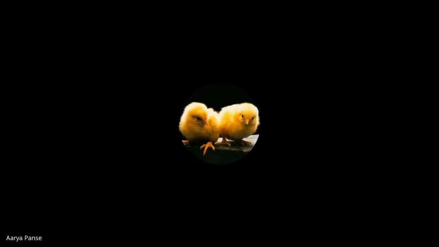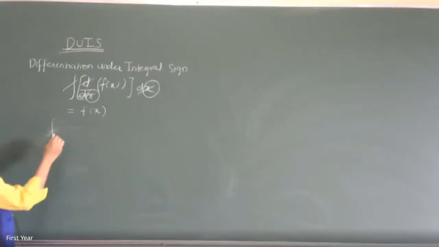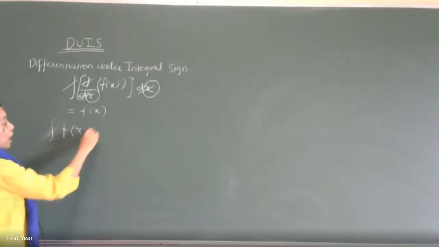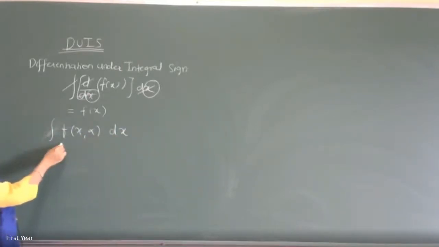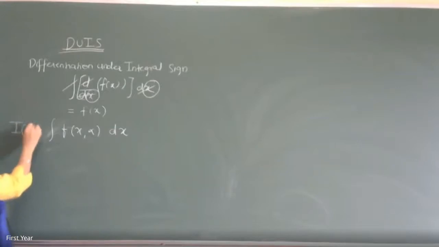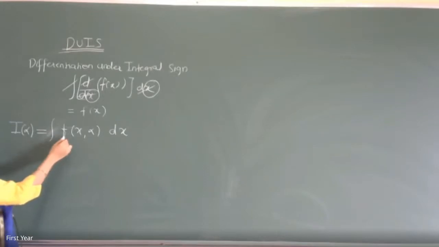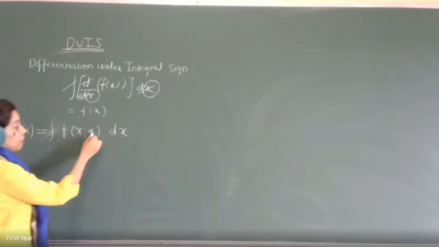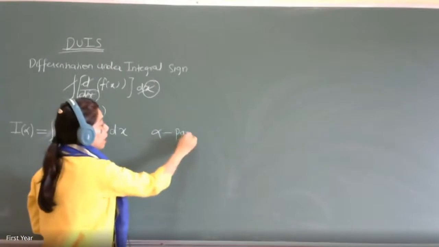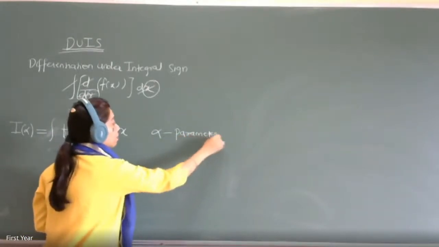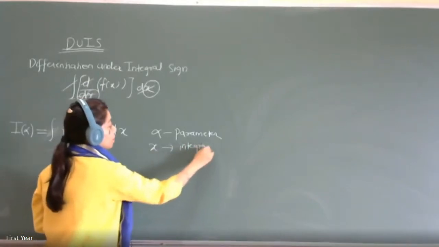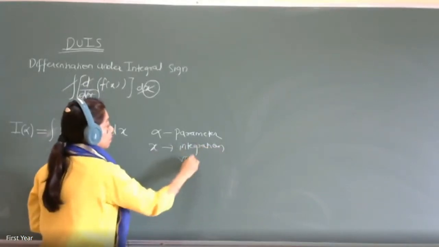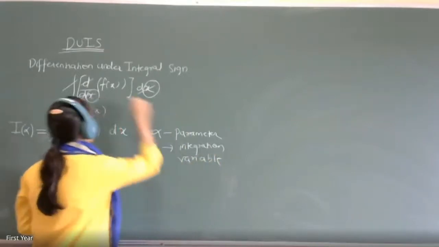Yes, ma'am. That's why we are going to look at integrations of this type: f of x comma alpha dx. This is the basic integration that we will find, the integration of f of x comma alpha dx, which finally depends on alpha, where alpha is said to be a variable parameter and x is the integration variable. Is it okay? You understand why I told you this?